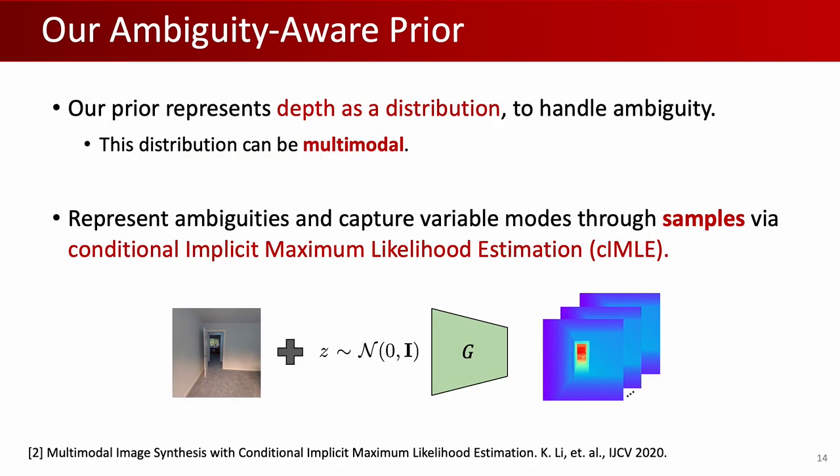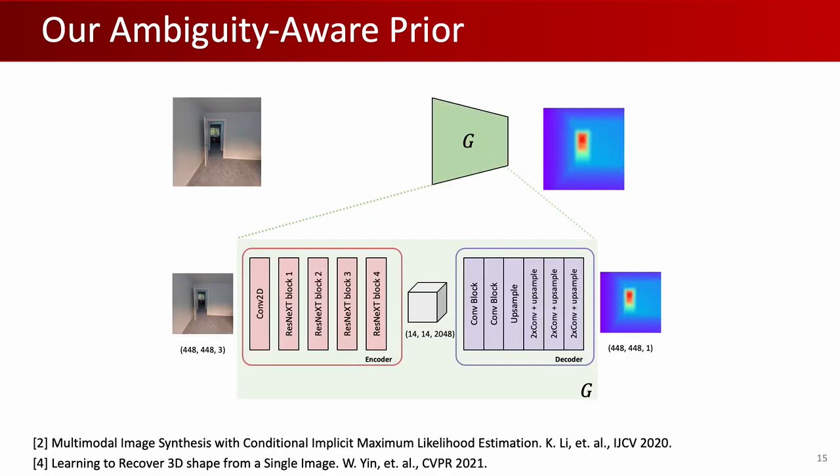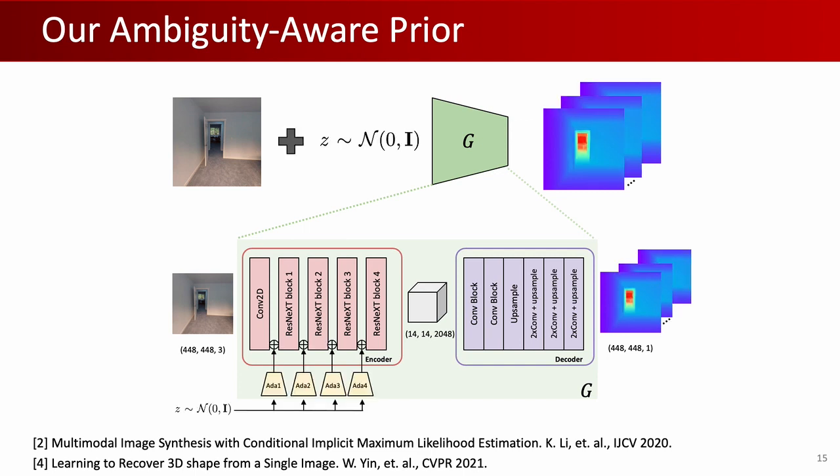First, we go through our ambiguity-aware prior that represents depth as a distribution to handle the ambiguities. This distribution can be multimodal, hence we represent ambiguities as samples via conditional implicit maximum likelihood estimation, or CIMLE, to capture variable depth modes. Here is our network architecture. It is a simple combination of a state-of-the-art monocular depth estimation network, LeReS, with CIMLE that is implemented by adding add-in layers to the encoder. This allows us to output a distribution of possible depths from a single image, represented as a set of samples.